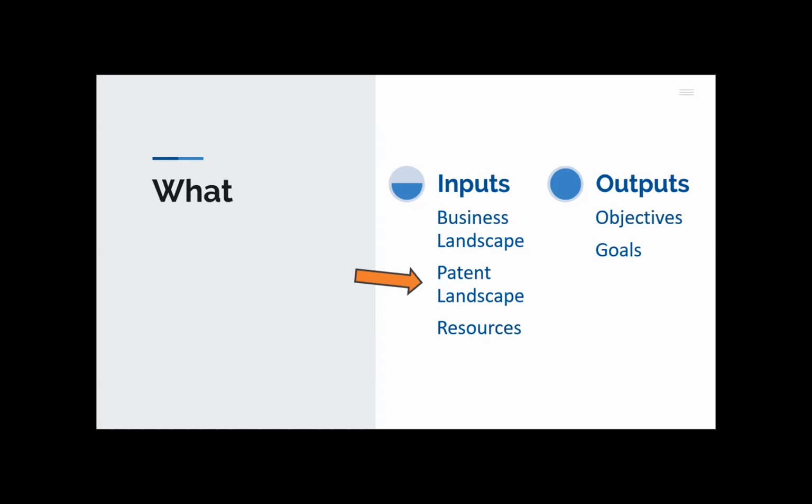An example there may be, we've defined 10 technology areas and we want to be dominant in 3 of those. Here are the 3 tech areas that we really want to own. We're going to cede the other 7 to competitors, but as long as we own those 3, we're good. That's our objective. And then the goal may be we want to file a certain number of patents in each of those tech areas, for example.